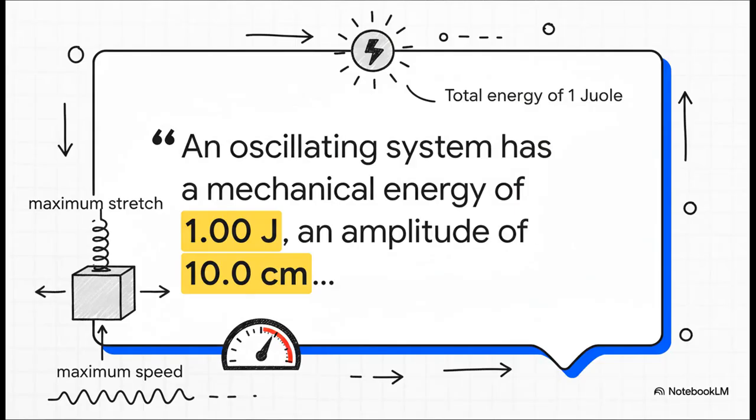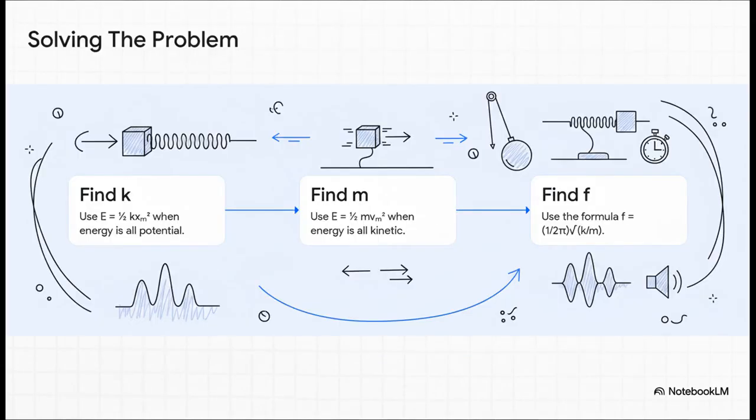Okay, let's take a look at this problem. We're told the total energy of a system is exactly 1 joule. We also know how far it stretches and how fast it goes at its peak. And just from those few pieces of information, we can figure out pretty much everything else about the system. And the logic is actually pretty slick. To find the spring constant, K, we just need to look at the exact moment the block stops at its maximum stretch. At that instant, all 1 joule of energy is potential energy. So E equals 1/2 K x_m squared, and we can solve for K.